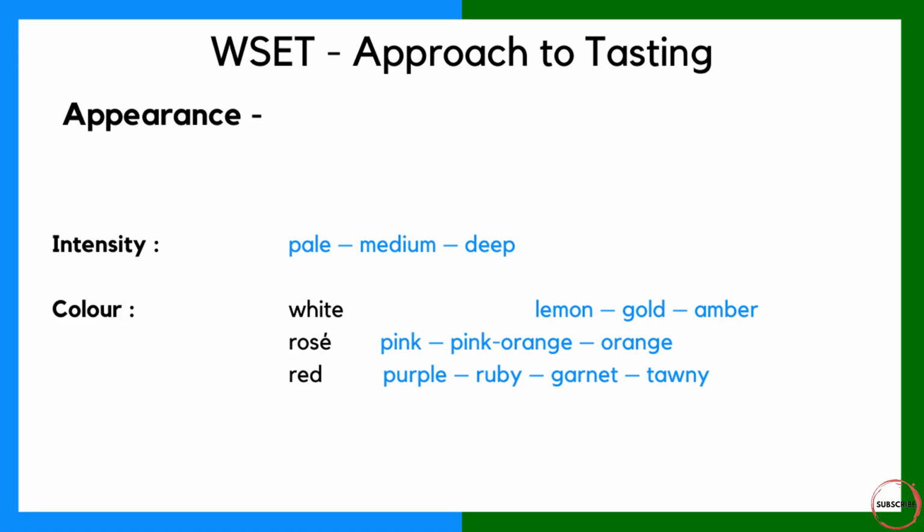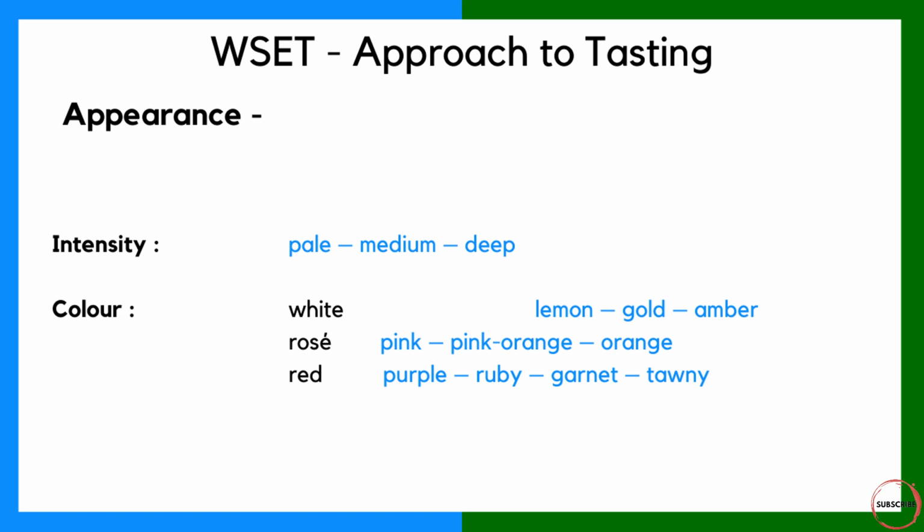Now, we're going to go through these in the order that you would taste a wine, and that means we're going to start off with the appearance. Now, the appearance at level 2 is all about categorising the intensity of the wine and the colour of the wine. And you'll see there the intensity ranges from pale to deep, and the colour, dependent on the type of wine that you've got. For white, it's lemon, gold, amber. For rosé, it's pink, pink orange or orange. And for red, it's purple, ruby, garnet or tawny.